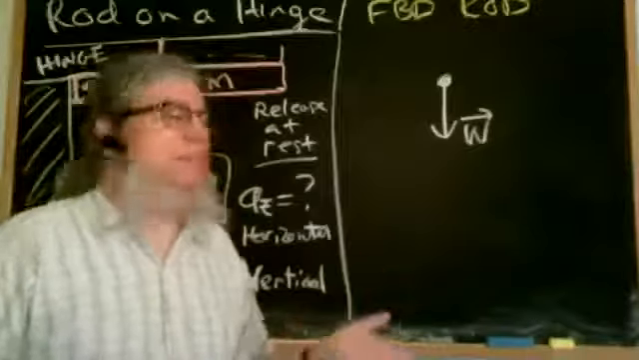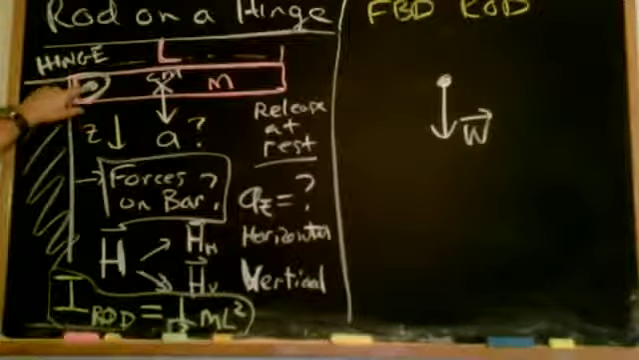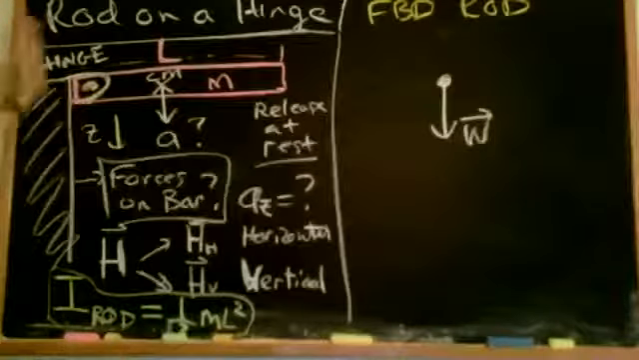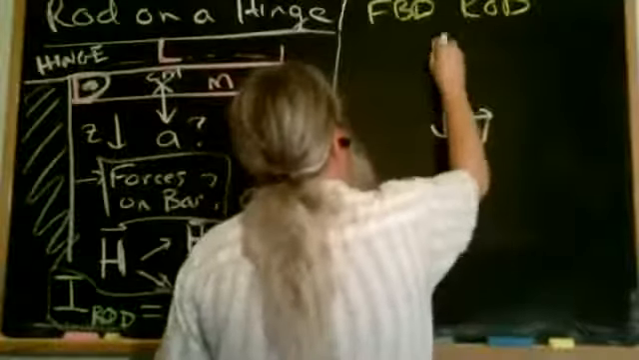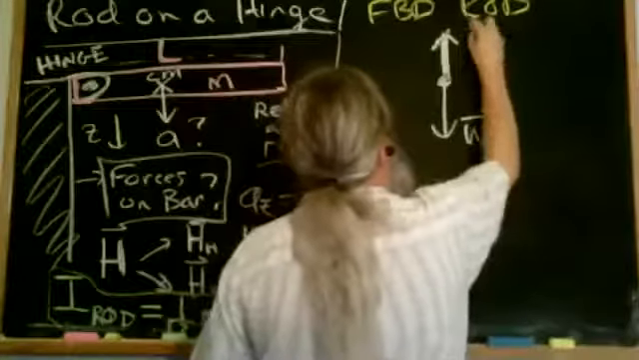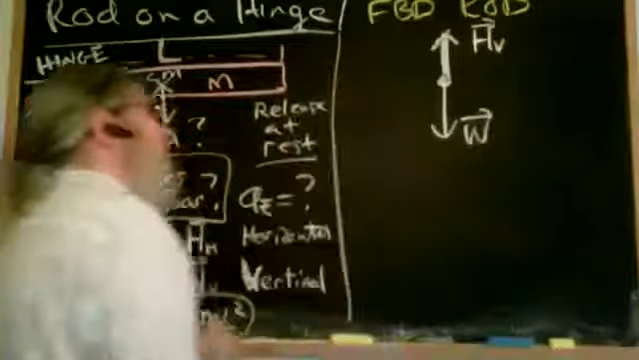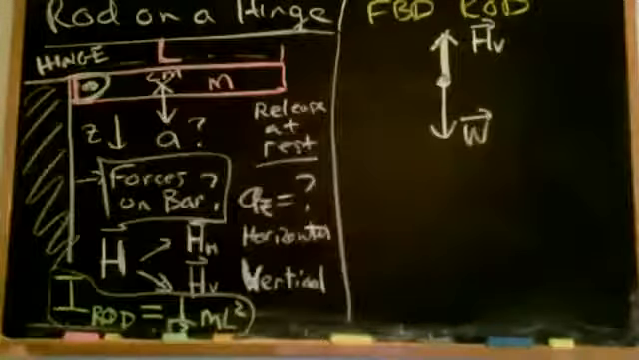So I'm going to make an educated guess. I'm going to say, well, look, the bar has got to hold up at least this end. So my guess is that the bar will apply some kind of vertical force like this. So I'll call that H sub V, and I'll just pick it in a positive direction. It may turn out to be negative, but let's just pick it in a positive direction.